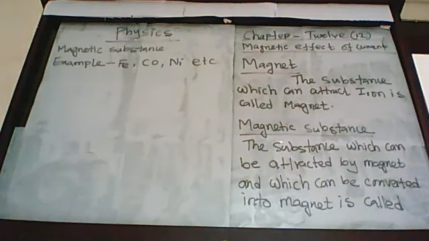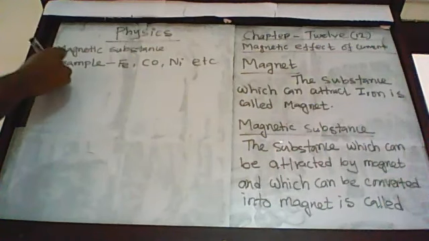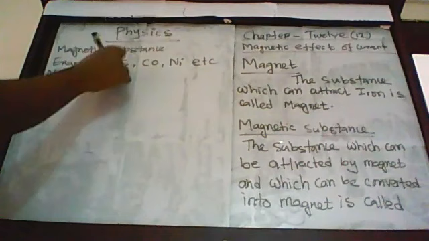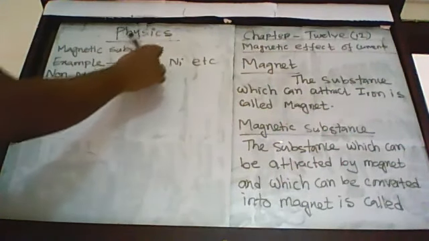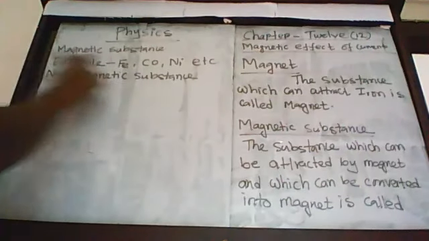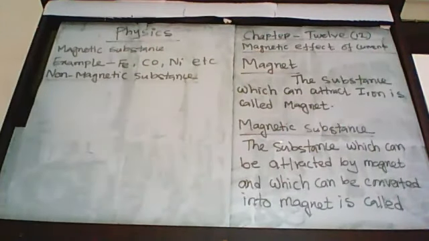Now the next topic I'm going to discuss is non-magnetic substance. Listen to me. Non-magnetic substance means this substance cannot be converted into magnet. I repeat, this substance cannot be converted into magnet and this substance is not attracted by magnet.